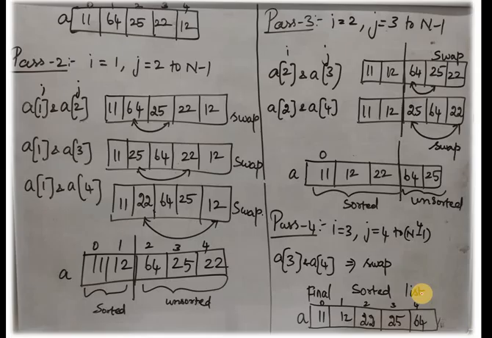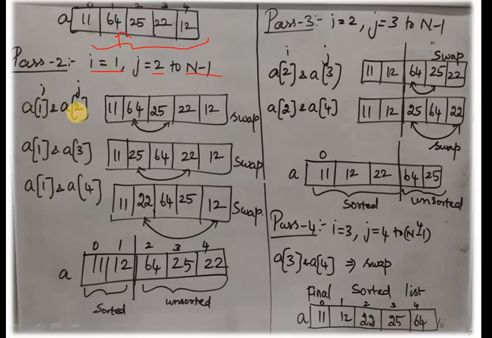Okay, next in pass 2, now we are having 4 elements, so you have to start from 1. 1 means second element. So second element is 64. Here we are going to find the minimum element for this position from the end. And the remaining elements are i plus 1 to n minus 1. Here i is 1, so i plus 1 is 2, 2 to n minus 1.